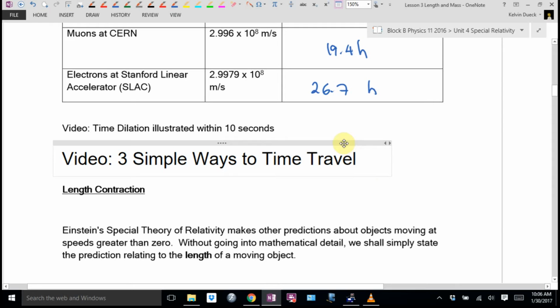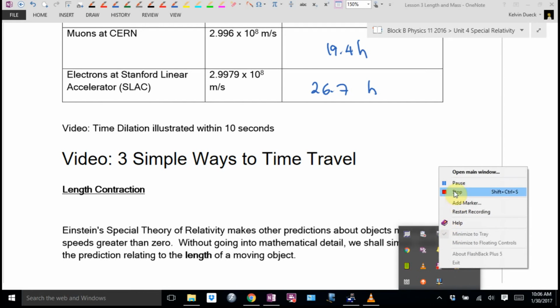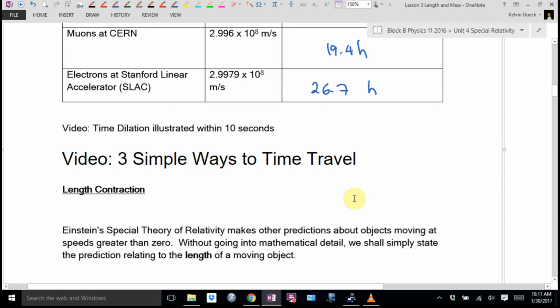Would you like to see time dilation illustrated in 10 seconds? You would. Put your pencils down. Now it gets really weird.